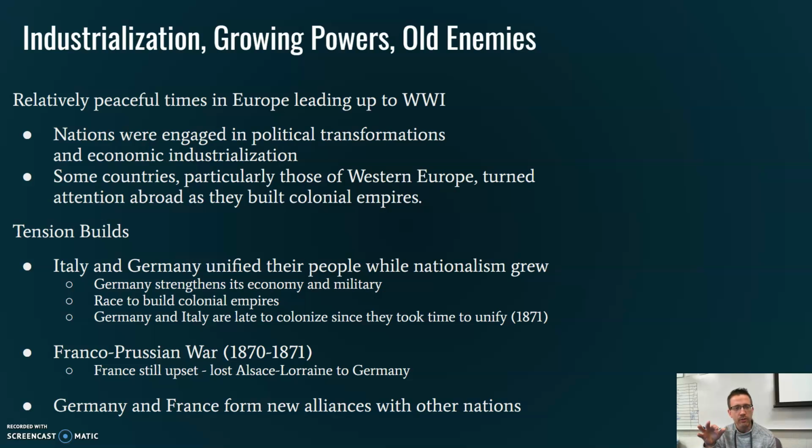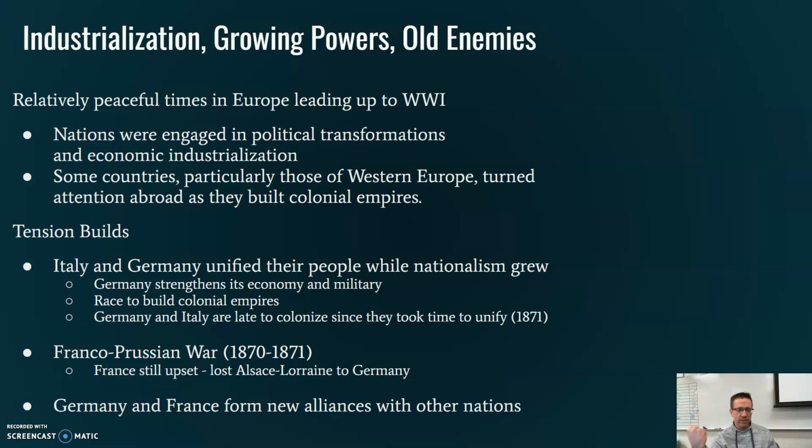Italy and Germany unified their people under nationalism. They were late to unify. It wasn't until 1871. And there was this race to build colonial empires, and they were late to that. So they were kind of left out. So that was kind of tension.